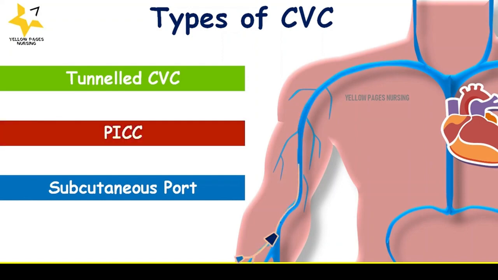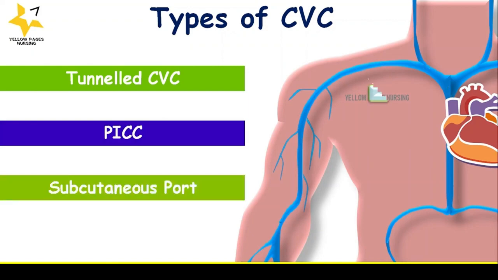Next comes subcutaneous port or implantable port. The port is placed completely under the skin on the right or left side of the chest. The catheter is placed into a large vein near the collarbone that rests above the right atrium of the heart. It is also called port-a-cath or chemo port.